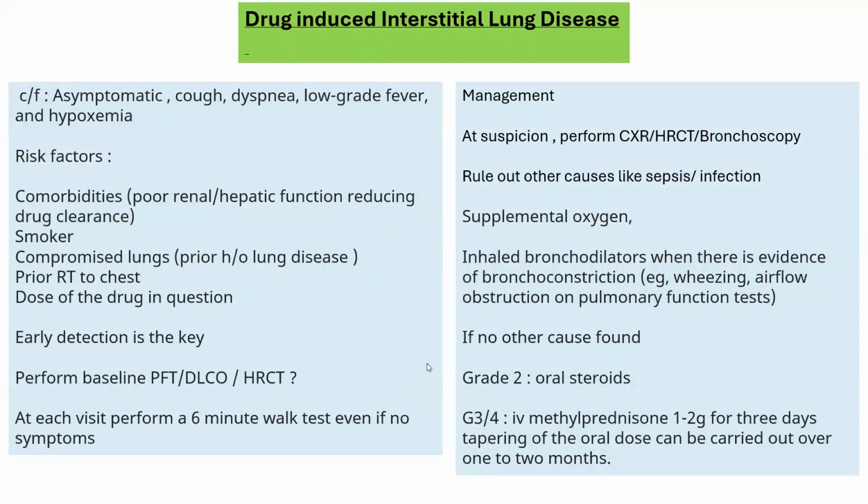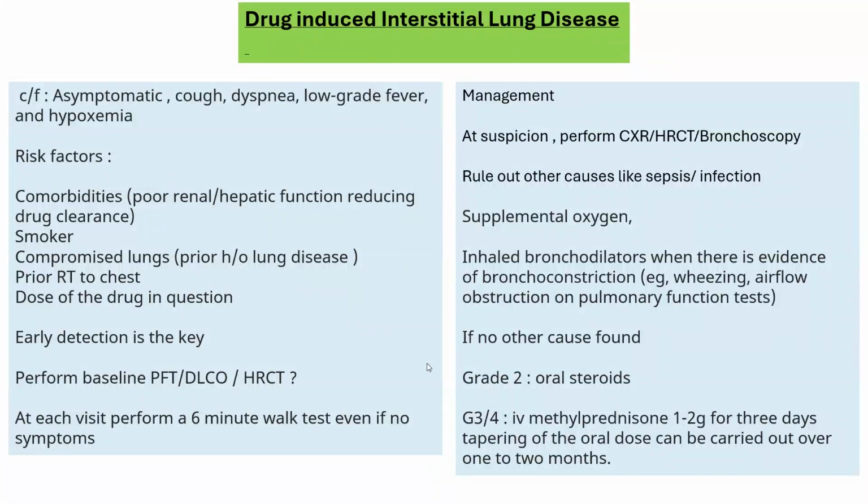So last few slides, drug-induced ILD, we need to be careful about any new onset cough, dyspnea, low-grade fever, or hypoxemia. The risk factors for drug-induced ILD are comorbidities, patient being a smoker, active or previous smoker, history of lung disease, compromised lung disease, or prior history of RT to the chest, and the dose of the drug in question. So early detection is the key.